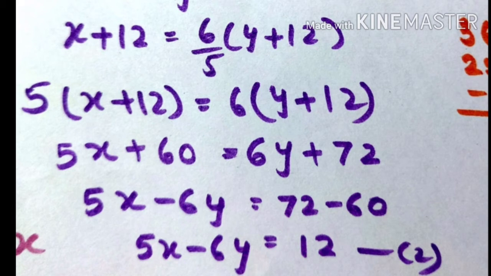x plus 12 is equal to 6 by 5 into y plus 12. So multiplying 5 on the other side, I get 5x plus 12 times 5, which is 60, is equal to 6y plus 12 times 6, which is 72. Now taking x and y on one side, 5x minus 6y is equal to 72 minus 60, and we get our second equation as 5x minus 6y is equal to 12. This is our equation number 2.